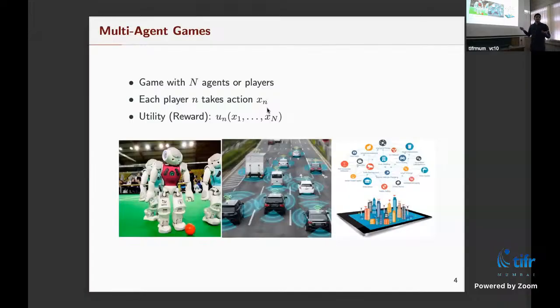Each agent is a player, and each player takes some action Xn, and the utility of player N depends on the action taken by all the players. For example, in the autonomous vehicle scenario, the players are the vehicles, the action is the route they decide to take, and the utility could be anything, fuel consumption or time taken to travel that route. Hence, it falls under the formulation of a game.